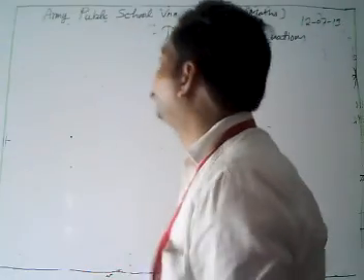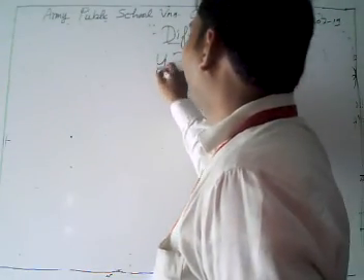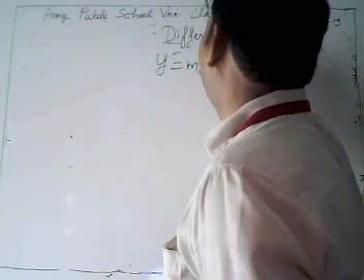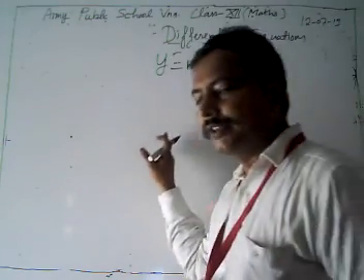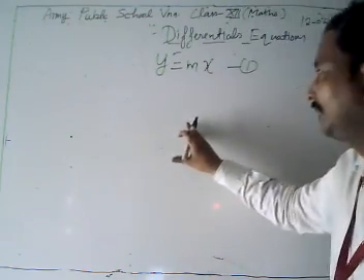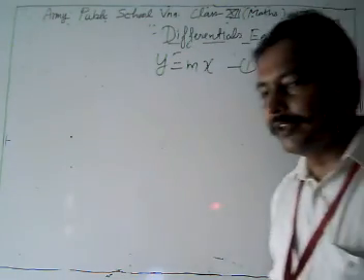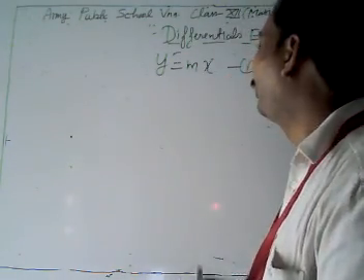Look, suppose we have a curve y equal to mx. What is this y equal to mx? This is the equation of a straight line which passes through the origin. Look, we have to form the differential equation of this curve y equal to mx.